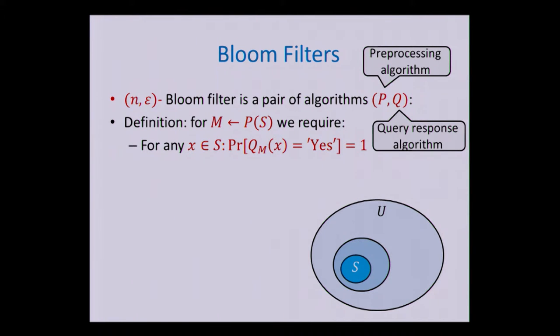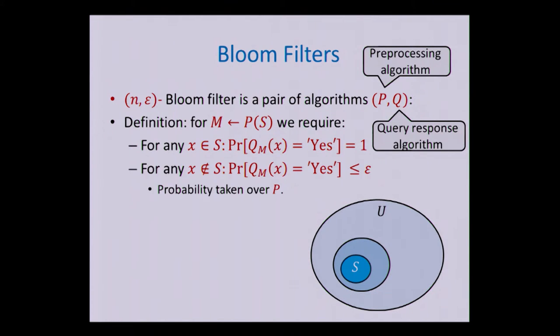The first one is that for any element of the set, the probability that the query algorithm, with this representation inside, on this element x answers yes is one. So we have no mistakes here. On the other hand, for any element not in the set, we require that it mistakes, so it answers yes, with probability at most epsilon. And the probabilities here are taken over the pre-processing algorithm P.